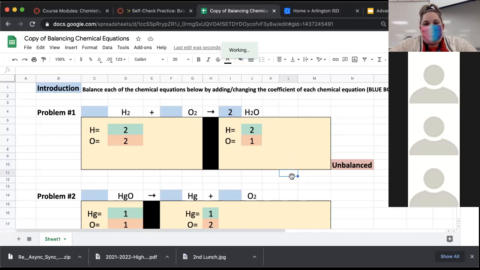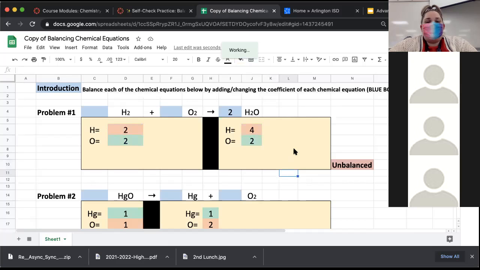So by putting this 2 in front, we're multiplying the oxygen. So this oxygen is going to change and become a 2. But remember, the coefficients affect everything in the compound. So putting this 2 here also affects the hydrogen. So what do you guys think the hydrogen is going to change to here on the product side? Oh, there it goes.